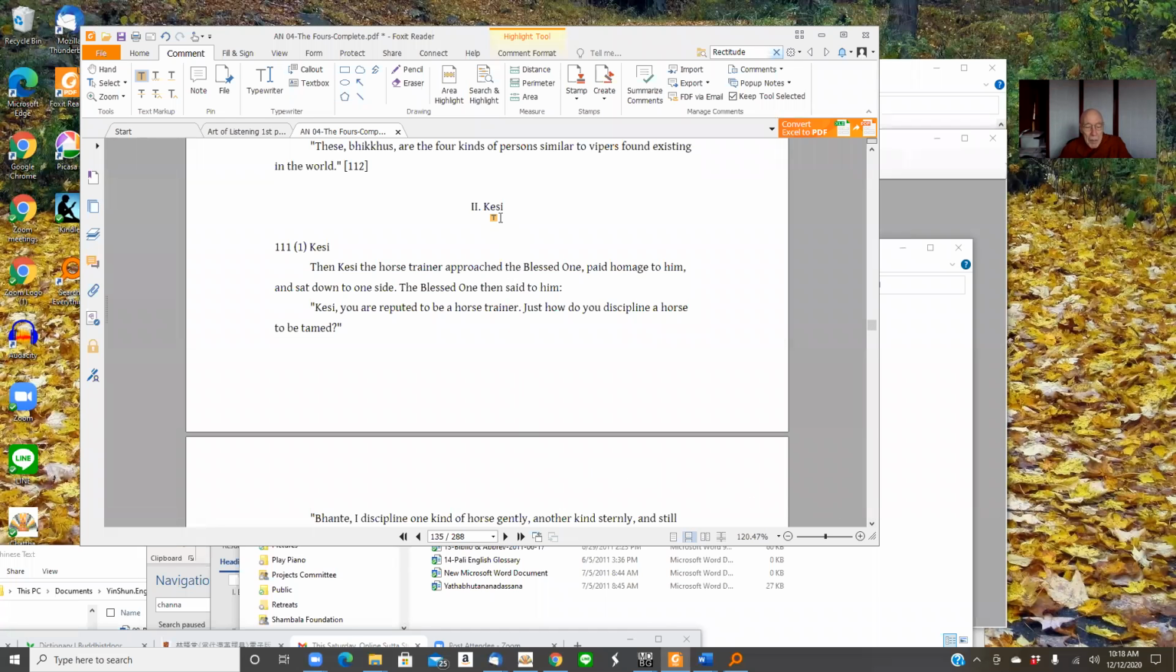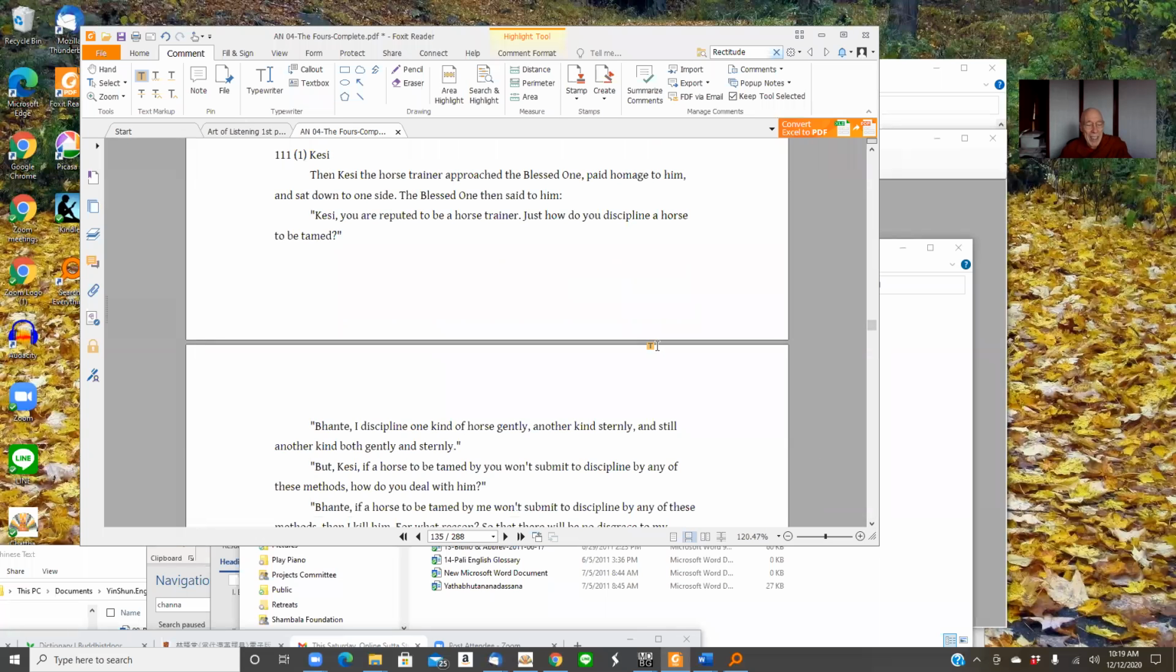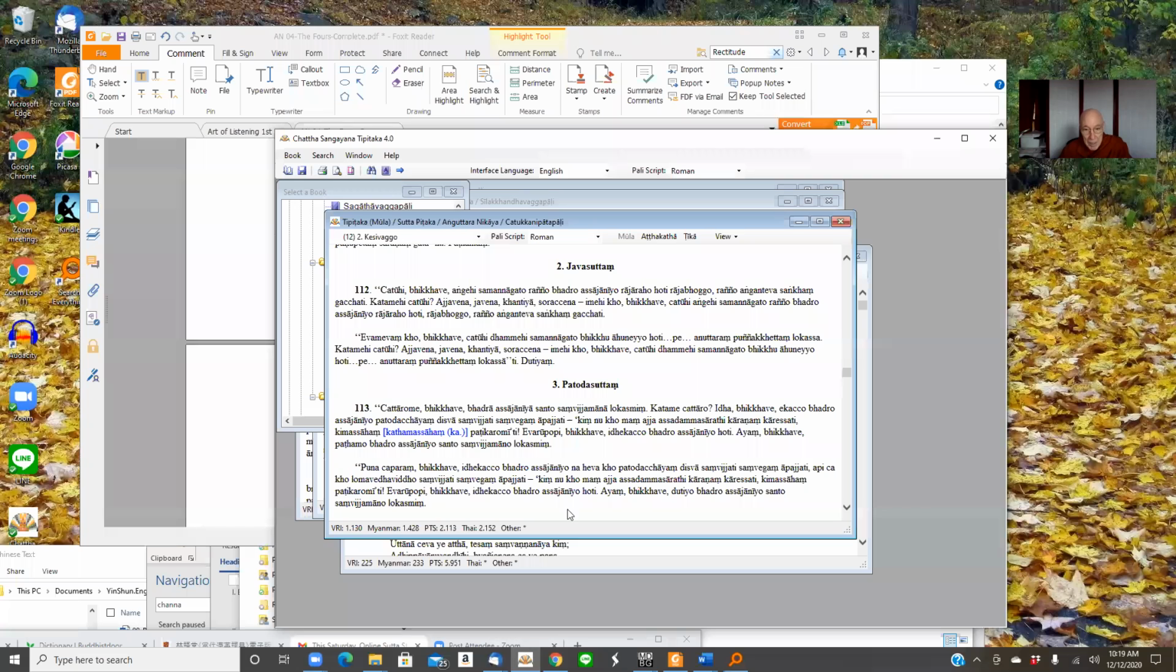Anyway, here we're going to come to a group of suttas which involve similes of horses. And so now we're taking the first of these. This is number 111, in which the Buddha is speaking to a horse trainer by the name of Kesi. Interestingly, here the Buddha opens the conversation. Usually somebody comes to the Buddha and asks the Buddha a question. But here the Buddha opens the conversation by saying to him that you are said to be a horse trainer. So how do you discipline or train a horse to be tamed?